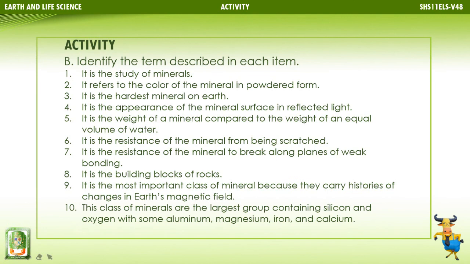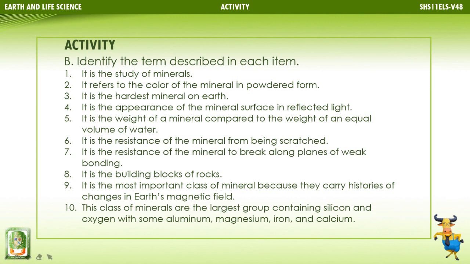B. Identify the term described in each item. 1. It is the study of minerals. 2. It refers to the color of the mineral in powdered form. 3. It is the hardest mineral on Earth. 4. It is the appearance of the mineral surface in reflected light. 5. It is the weight of a mineral compared to the weight of an equal volume of water. 6. It is the resistance of the mineral from being scratched. 7. It is the resistance of the mineral to break along planes of weak bonding.